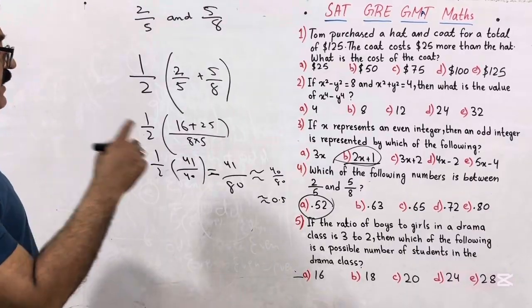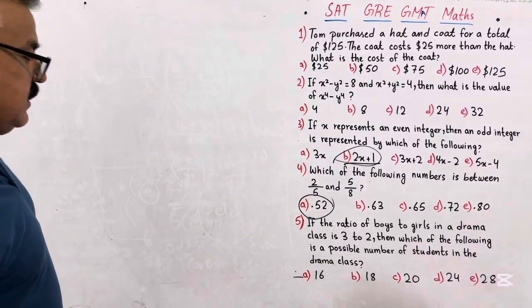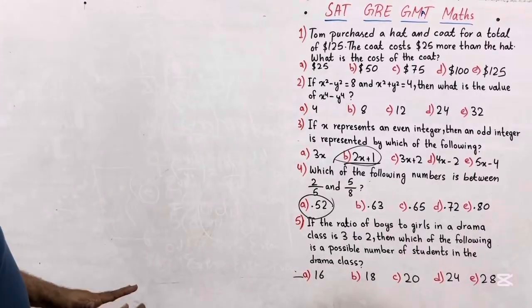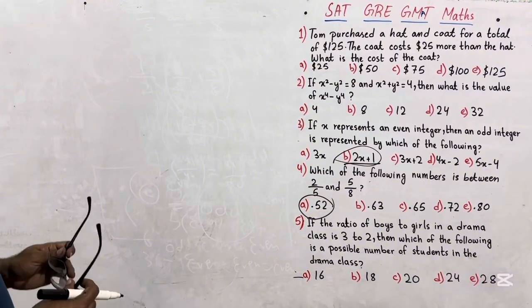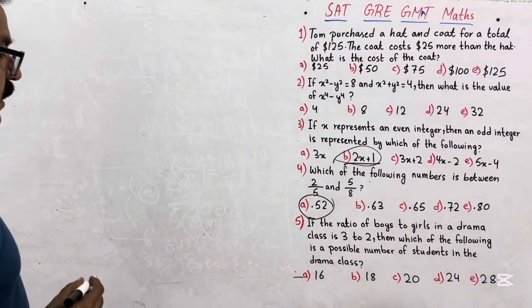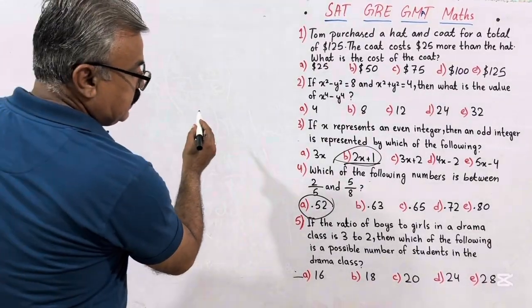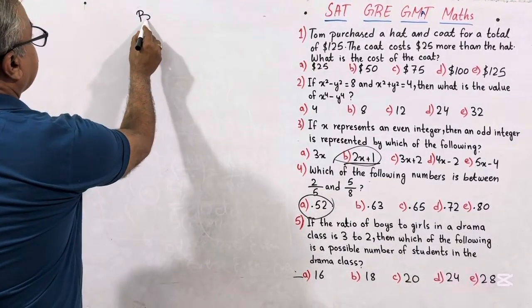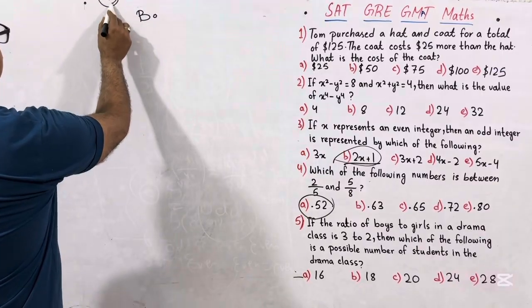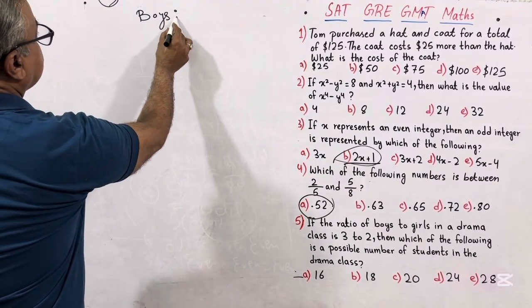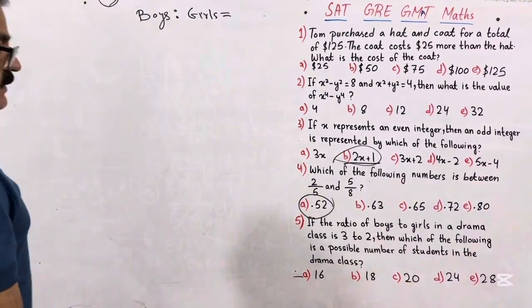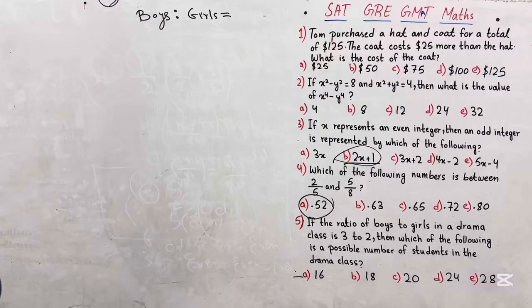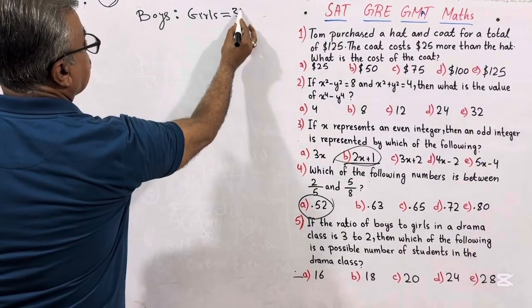Moving toward question number 5. It reads: if the ratio of boys to girls in a drama class is 3:2, then which of the following is a possible number of students in the drama class? The ratio of boys to girls is 3:2.